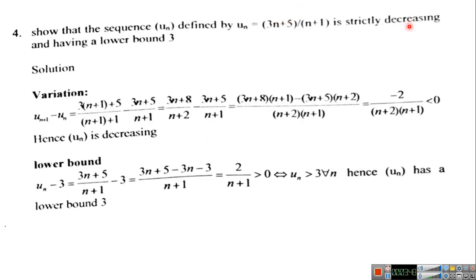Explicit, you want to show it is decreasing, so we start with un plus 1 minus un. Same denominator, negative over positive. As you can see, these problems are very simple. It has a lower bound, all terms are bigger than 3, un minus 3 must be bigger than 0. If you do it, positive over positive, so hence un has a lower bound 3.